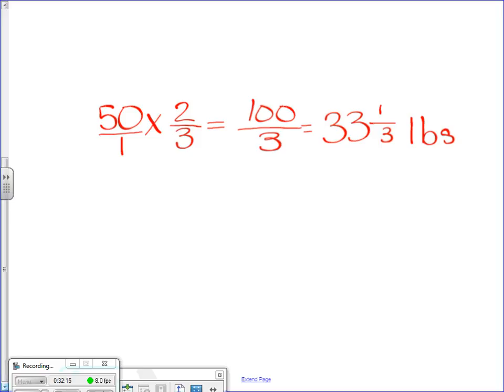What do you do? Subtract 50 minus 33 and 1/3. Can you subtract those? Not the way they are. You have to make 50 into 49 and 3/3. This is like a whole pizza and you're trying to take a slice out of it and you can't. But it's not even sliced.